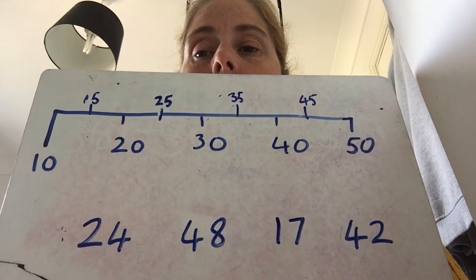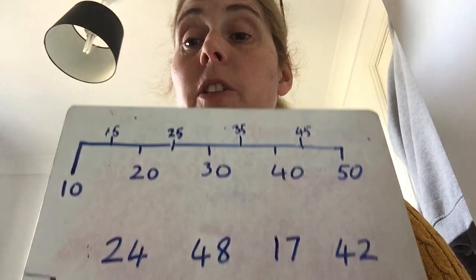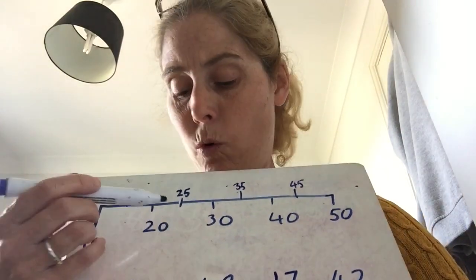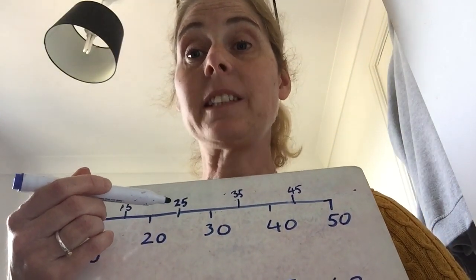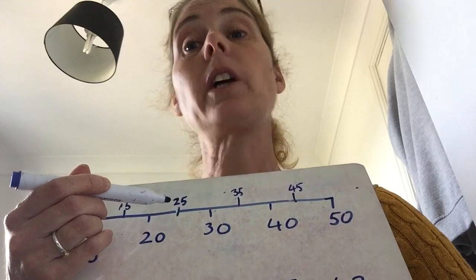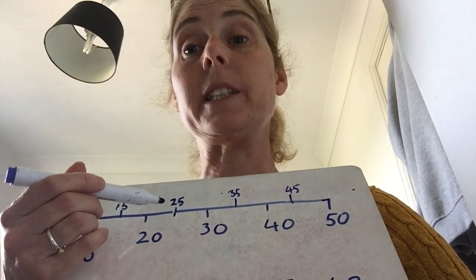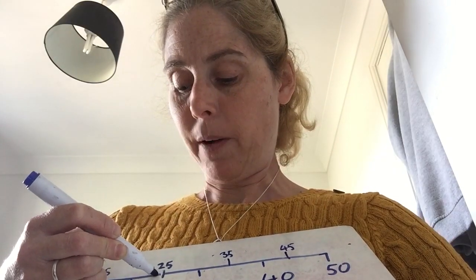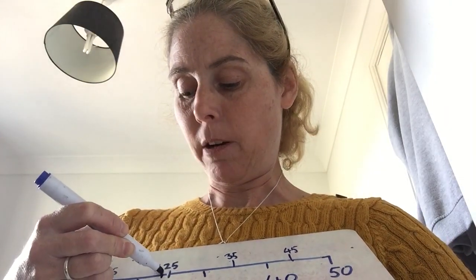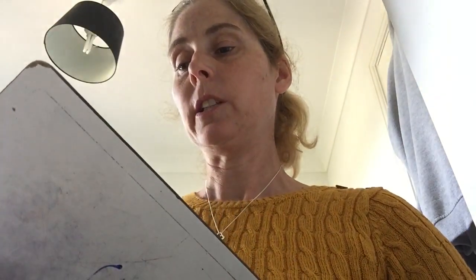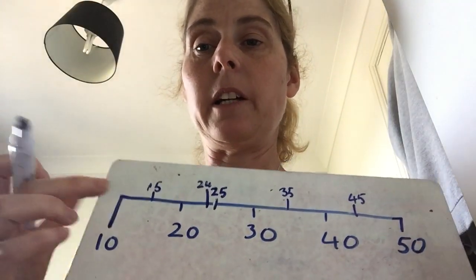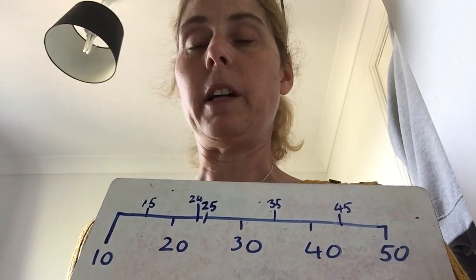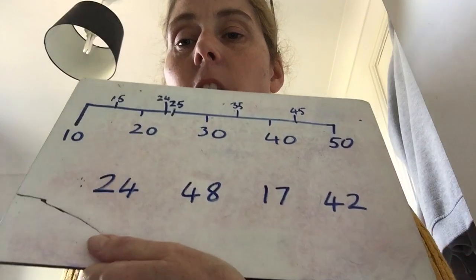Okay, so I am hoping that most of you realise that 24 is 1 less than 25. So it's going to be very, very close to 25. So we know it's probably going to go about here on my number line. Okay, so we go right next to 25. So 24 is going to be here on my number line. Okay, let's look at the next one.